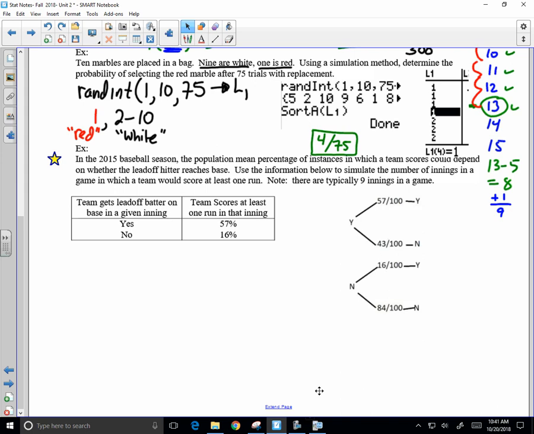But there's a hidden ingredient there. At least one run could be one run, it could be 30 runs. So how does that break down? That's really not the focus of it.